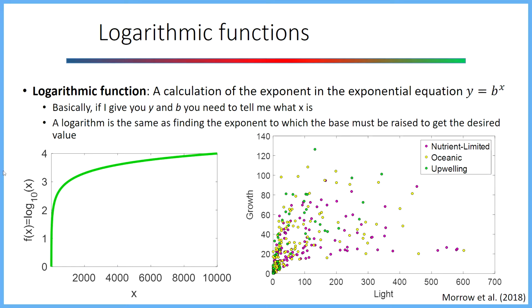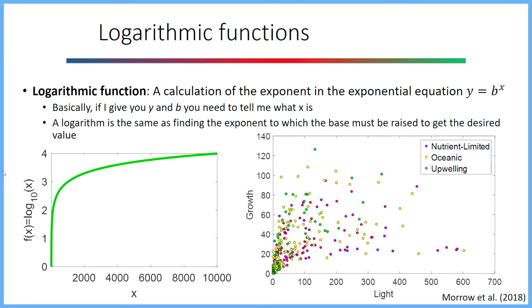The other reason that I constantly use logarithms in my research is for logarithmic transformations. This graph shows the function f of x equals log base 10 of x. Notice that it basically compresses the input. If you give it an input of 1, it will give you a value of 0. If you give it an input of 10, it'll give you 1. If you give it 100, you get 2. Give it 1,000, you get 3. Give it 10,000, you get 4. So it compresses your data.